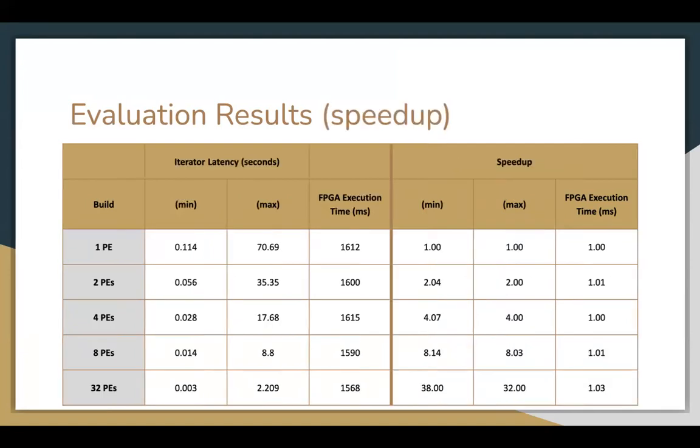The latency shows a substantial decrease with growing parallelism. Compared to the baseline with 1 PE, we can see the speedup is 2 with 2 PEs, 4 with 4 PEs, and 8 with 8 PEs. With 32 PEs, the speedup reaches a maximum of 38, showing the significant acceleration of computational tasks. However, FPGA execution time shows a slight increase.